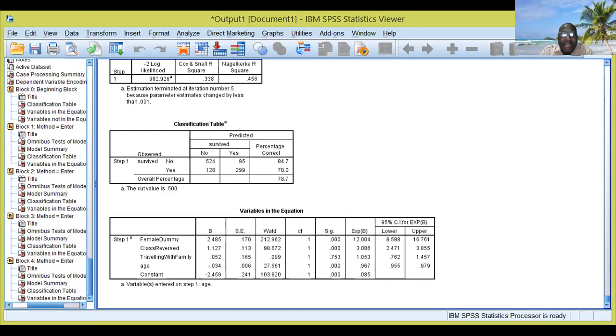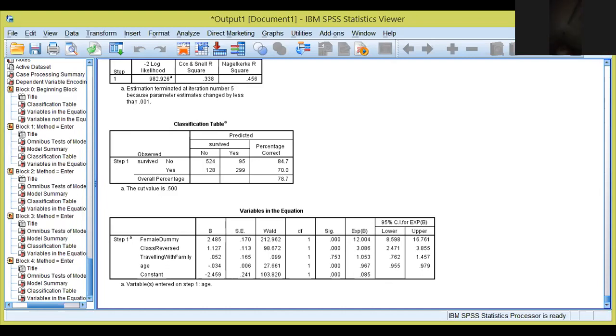But to me, if you want to build the final model now, there's no point in age. Age has not contributed much, so age will be out of the model. The model will be made up of this. And if you want to write the equation, the natural log of P over 1 minus P is equal to 2.485 times sex, female sex, plus 1.127 times class, then traveling with family 0.05. That will be the equation.